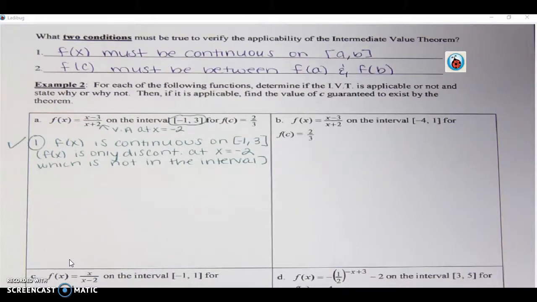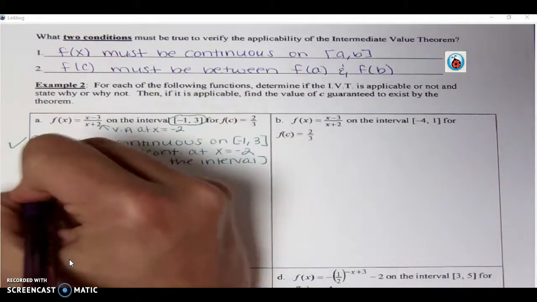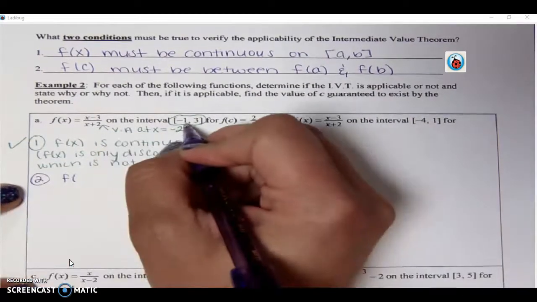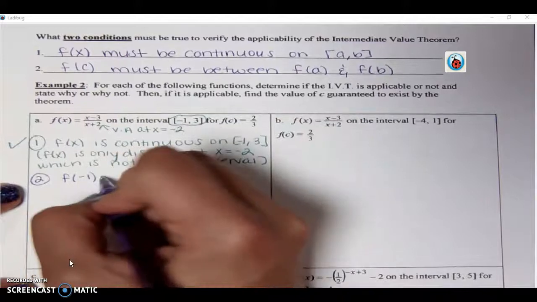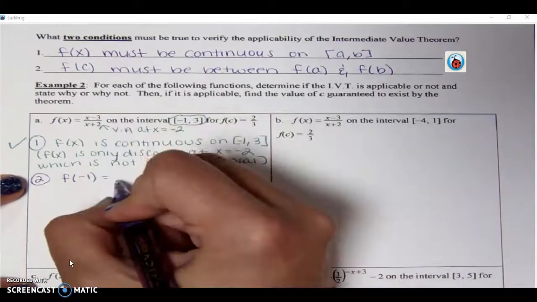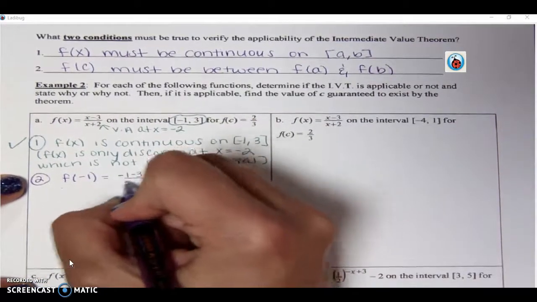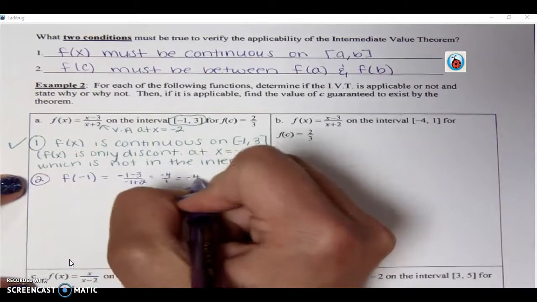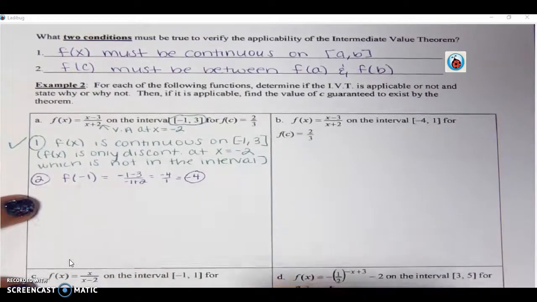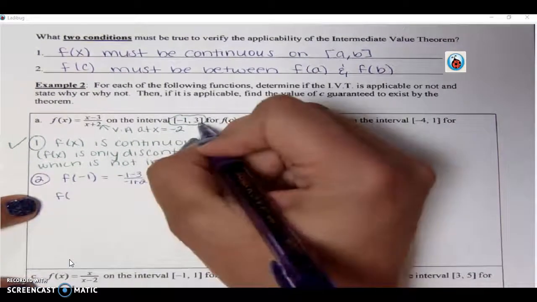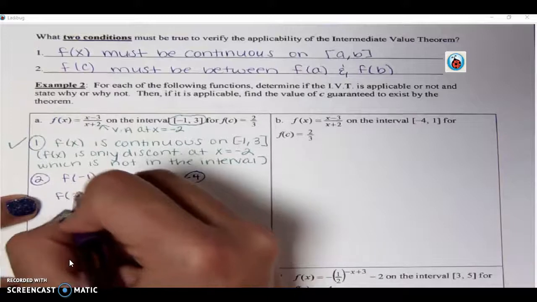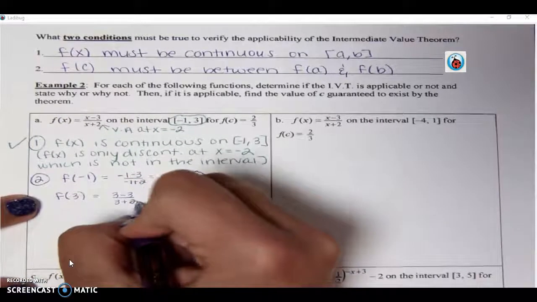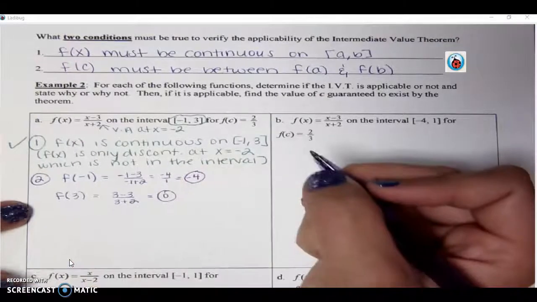Okay, then the second thing you have to check for is f of c has to be between f of a and f of b. So to do this, you're going to plug in. We're going to do f of your lower endpoint, which is -1, and we're going to plug in -1 to our little equation here. So we get -4. And then you're going to do f of your upper endpoint, which is 3, so f of 3, and we're going to plug that in. And that's going to give us 0.